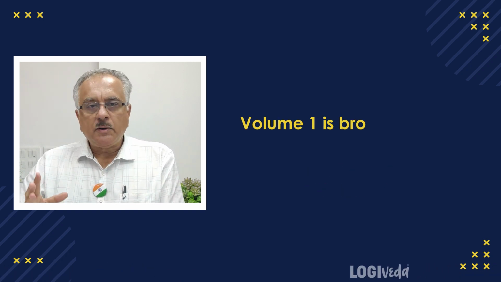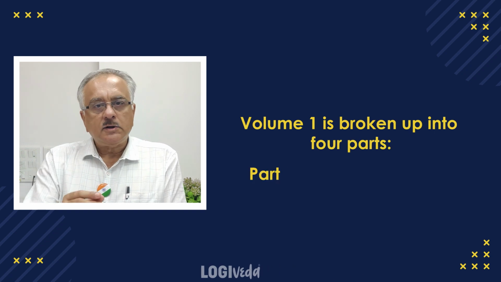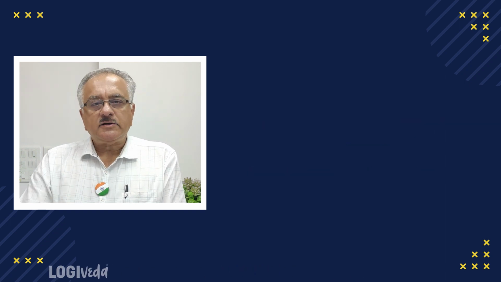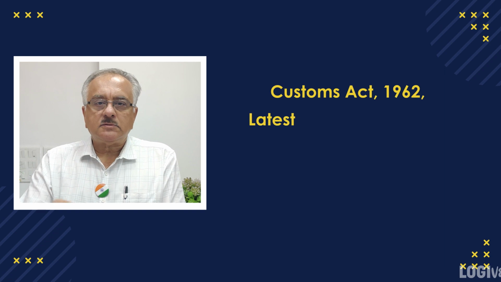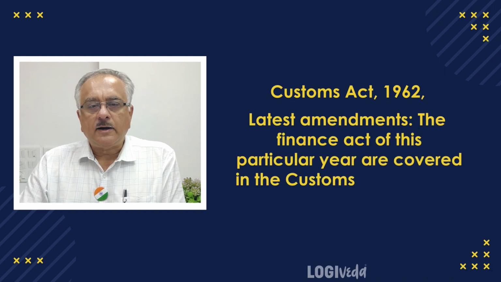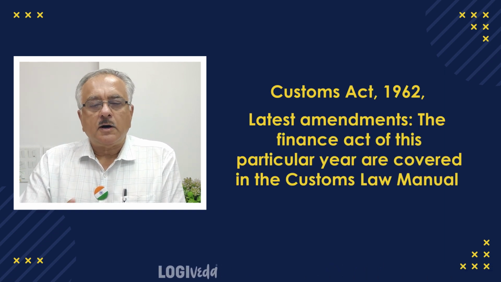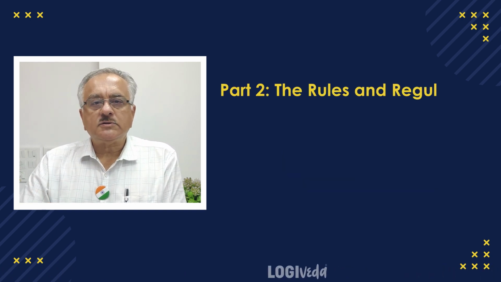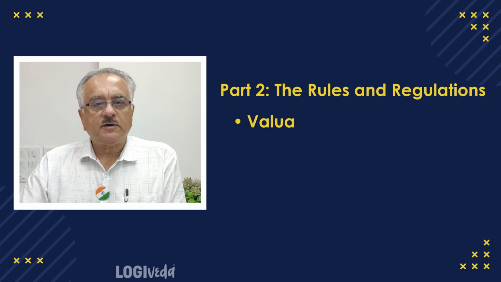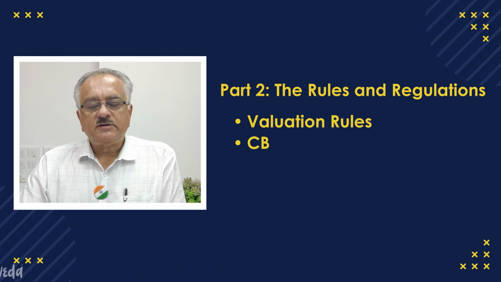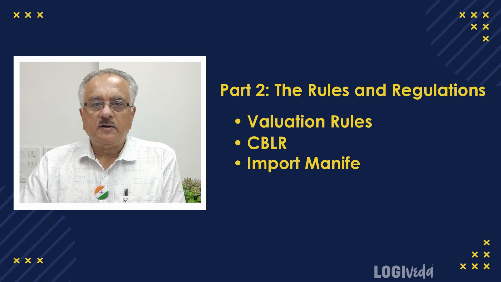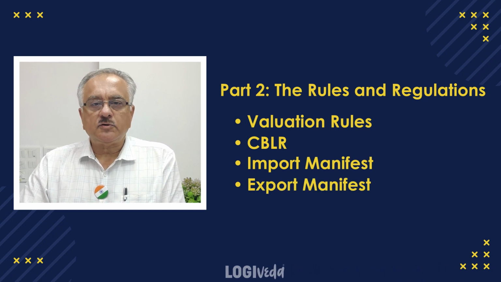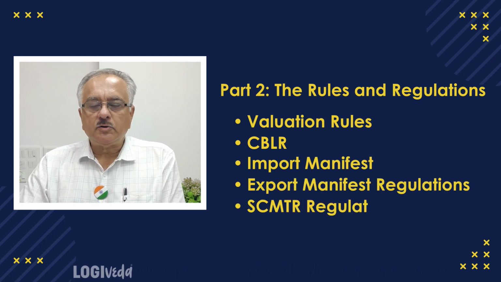Volume 1 is broken up into four parts. Part 1 is the Customs Act. The Customs Act 1962, with the latest amendments stated in the Finance Act of this particular year, is covered in the Customs Law Manual in Part 1. Part 2 covers the rules and regulations, like valuation rules, and regulations like CBLR, import manifest, export manifest regulations, SCMTR regulations, and so on.